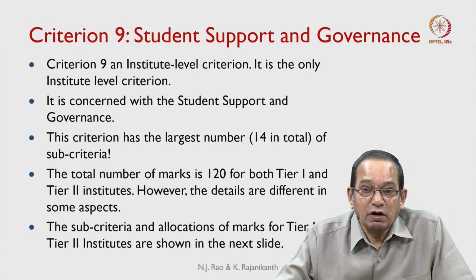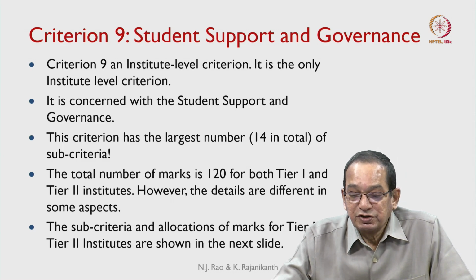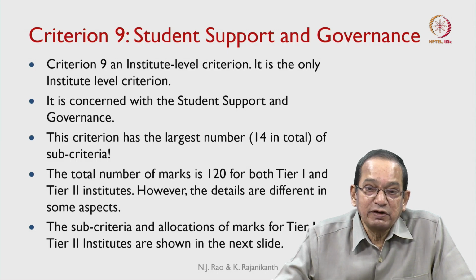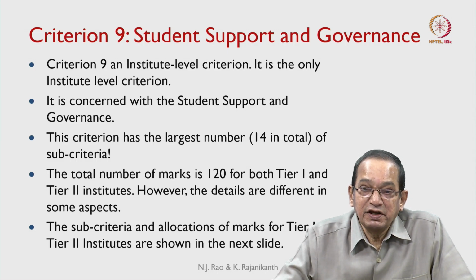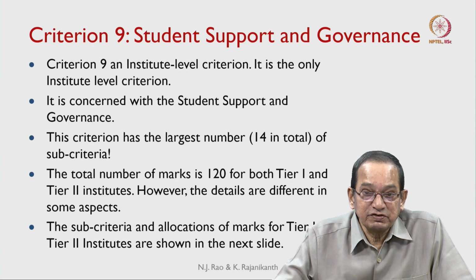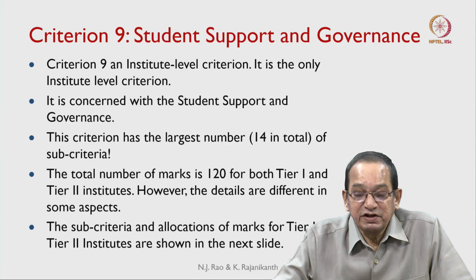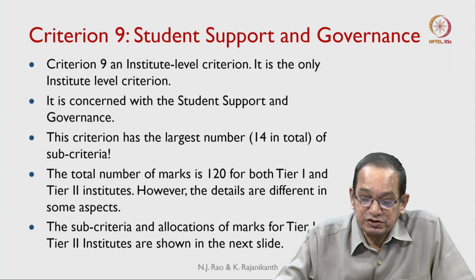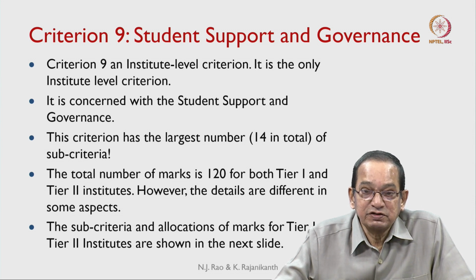So, what are the features of criterion 9? The student support and governance. This is an institute level criterion. It is the only institute level criterion. All the remaining 8 are program level criteria. In the earlier SCR, it was different, but in the revised version, this is the only institute level criterion. It is concerned with student support and governance.